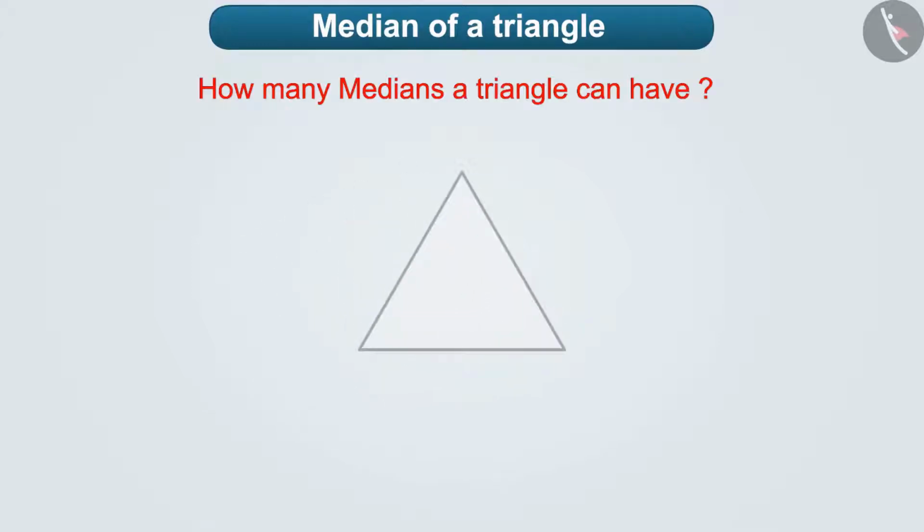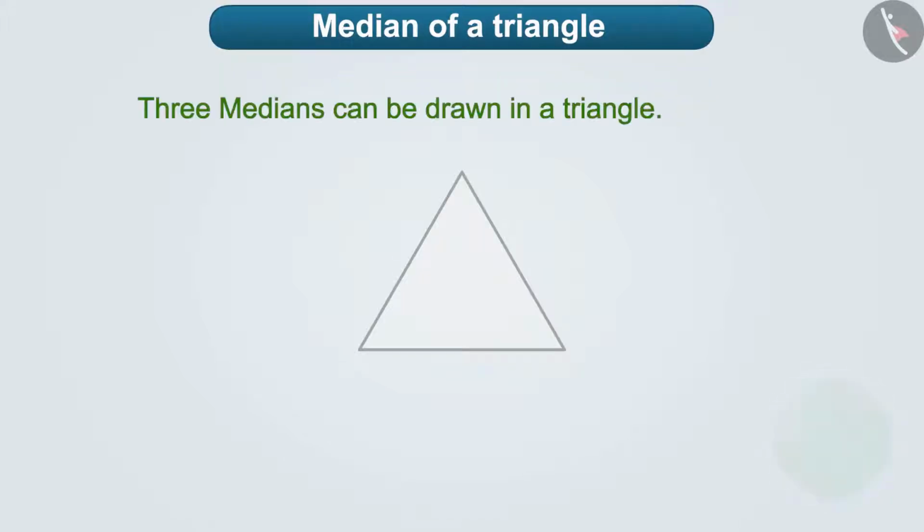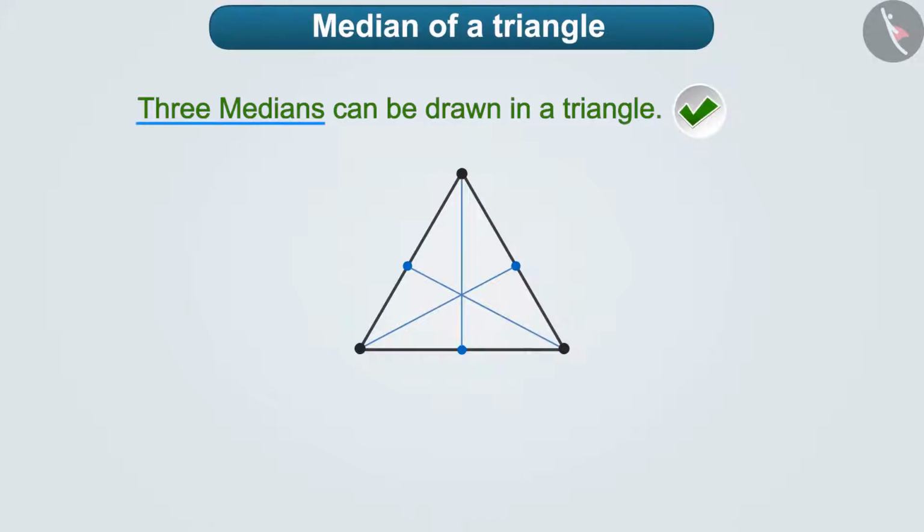Can you tell how many medians a triangle can have? Think about it. Exactly. Joining these vertices with the midpoints of their opposite sides, we can get 3 medians. That is, any triangle will have 3 medians.